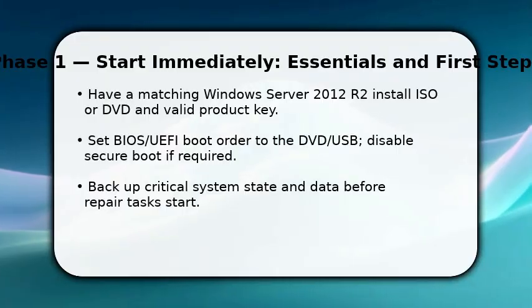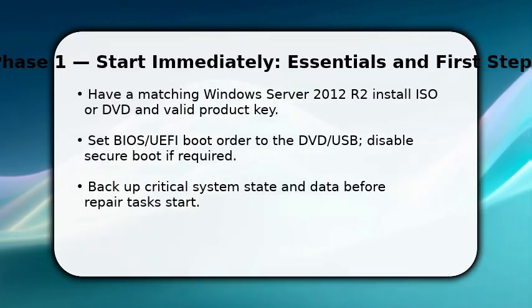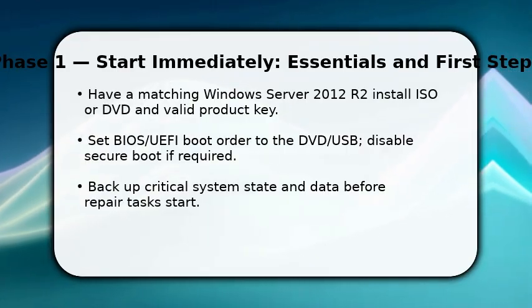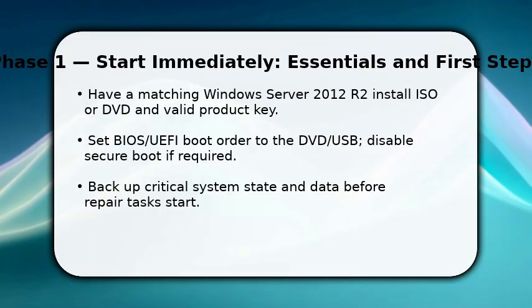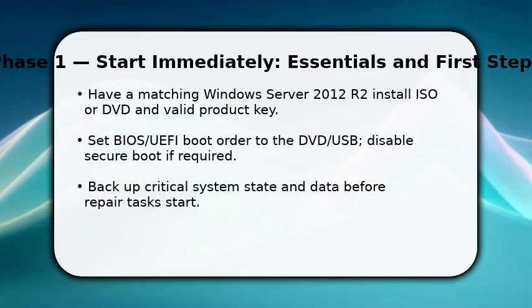You will start by confirming recovery media and access. This is where you act now. Boot the server from the Windows Server 2012 R2 DVD or USB and choose Repair Your Computer, not Install. Once you reach the recovery options, pick Troubleshoot and then Advanced Options.